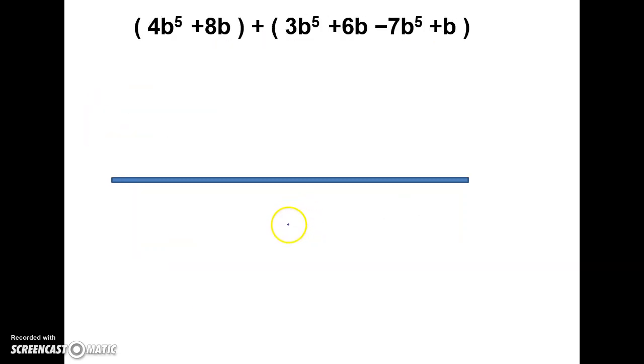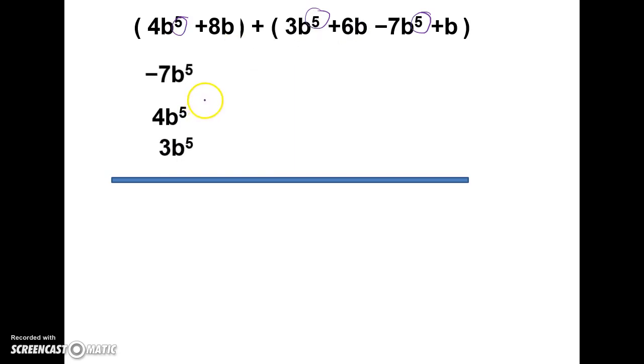How about you try this one? All these lovely B's. Pause right here, try it out. All right, hopefully you paused. I'm really hoping you guys are pausing. So let's group these together. I got a couple of B to the fifths. Actually, I got 3 of them. I'm going to group all those guys together. 4B to the fifth, 3B to the fifth, negative 7B to the fifth. So hopefully I got all those guys out of the way.